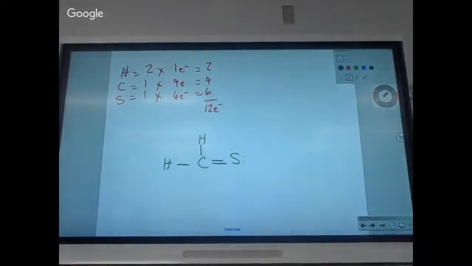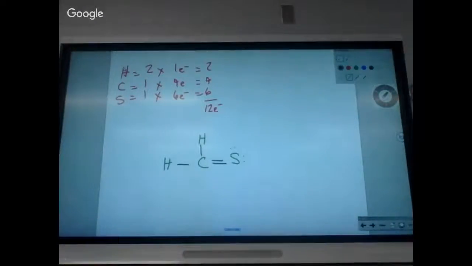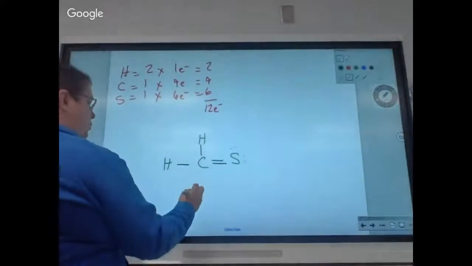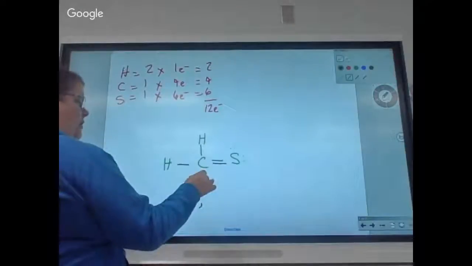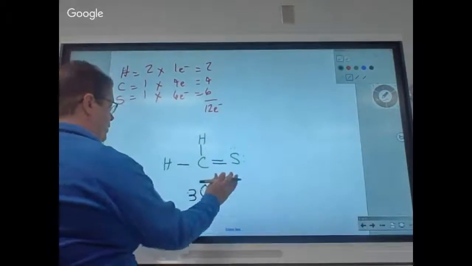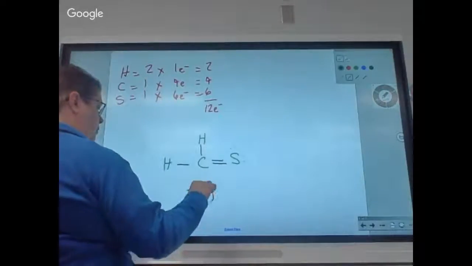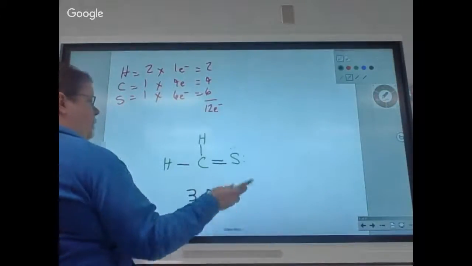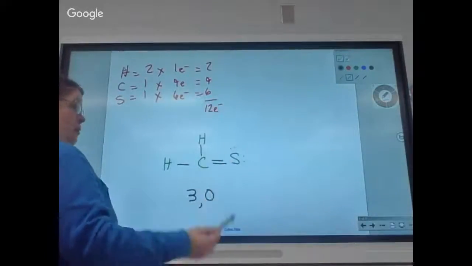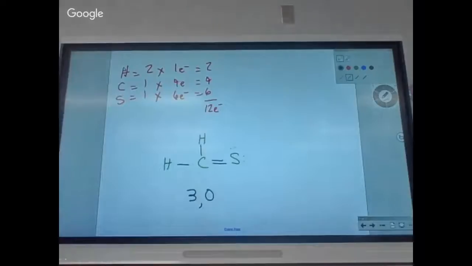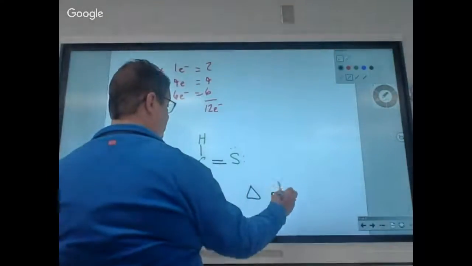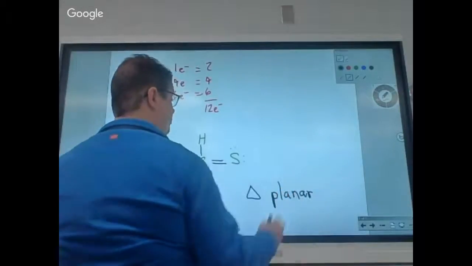Now, when I count my electrons on C, or not my electrons, my atoms, how many atoms are on the C? 3. How many lone pairs are on the C? 0. All right, because when I look, I have lone pairs, but are they on the C? No. So what geometry am I if I have 3 and no lone pairs? Triangular planar.